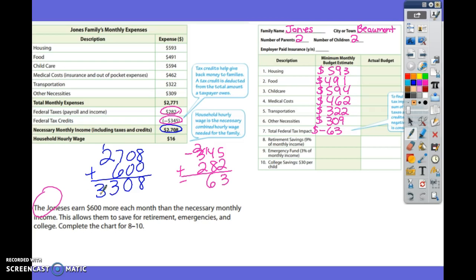So we need to figure out the percentage that they're going to save for retirement. It tells me that they're going to save 9%. So I'm going to take their total, $3,308, change my percent to a decimal, and multiply by 0.09. 9 times 8 is 72, carry the 7. 9 times 0 is 0, plus 7 is 7. 9 times 3 is 27, carry the 2. 9 times 3 is 27, plus 2 is 29. I'm going to need 2 decimal places. Start at the right, move over, 1, 2. So they are going to save $298. We're going to round to the nearest dollar.